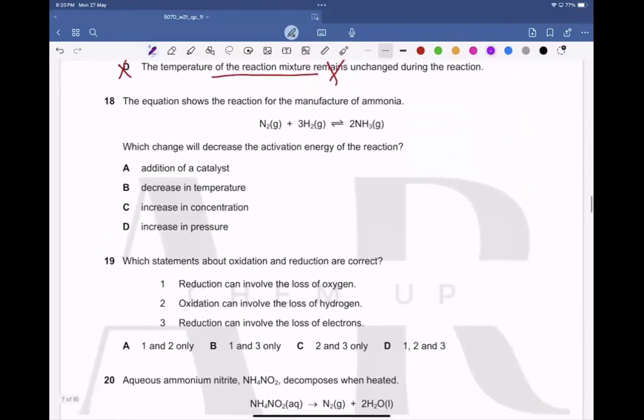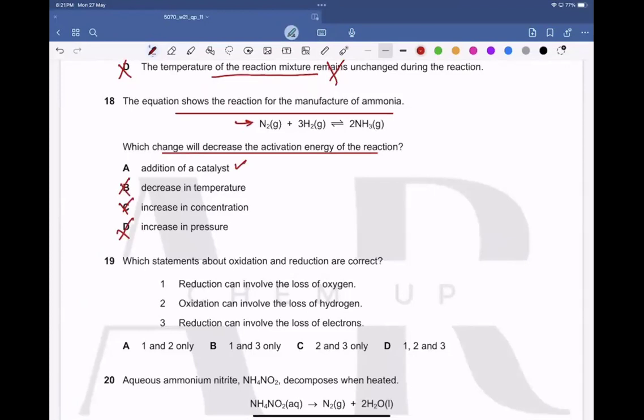Okay. Now question number 18. The equation shows the reaction for the manufacture of ammonia. It's a reversible reaction, and here we have the equation. Which change will decrease the activation energy of the reaction? It's only the catalyst which can decrease the activation energy. So A is the correct answer.